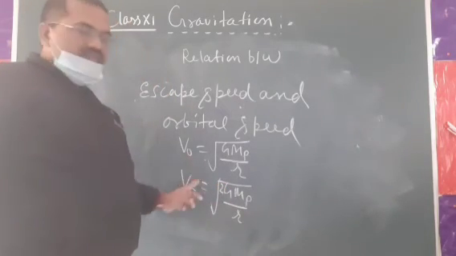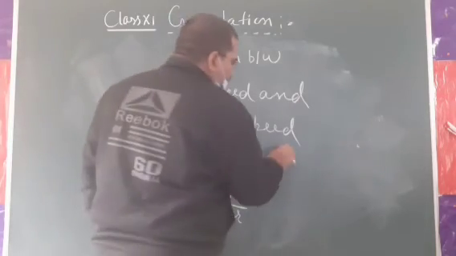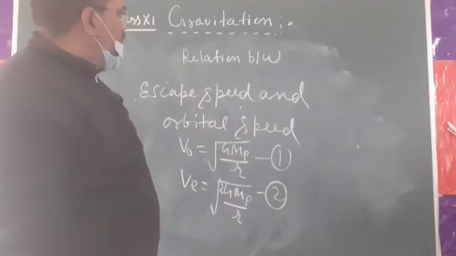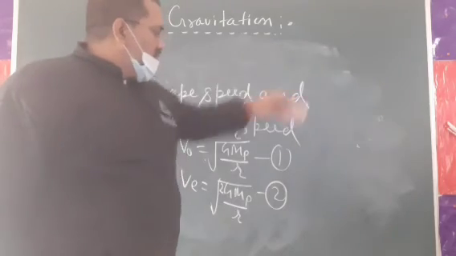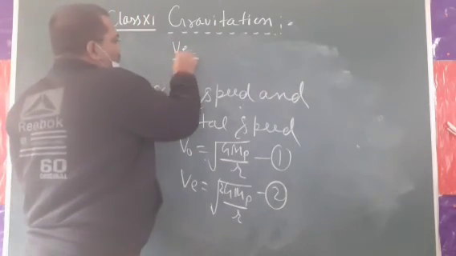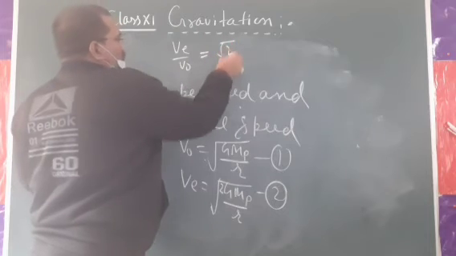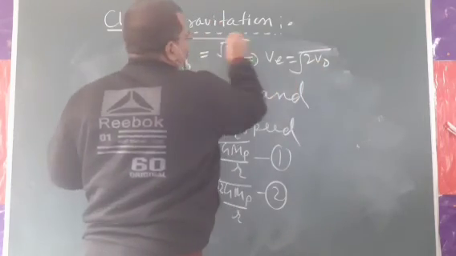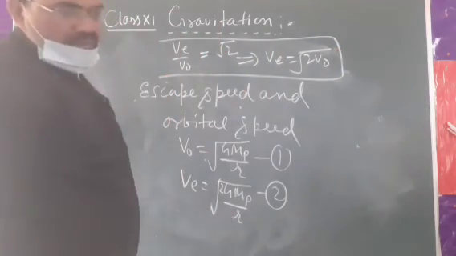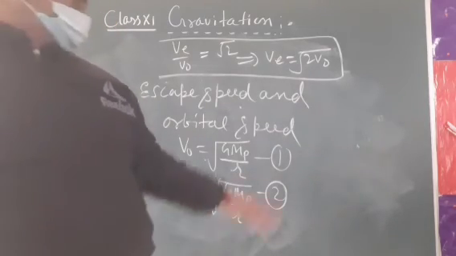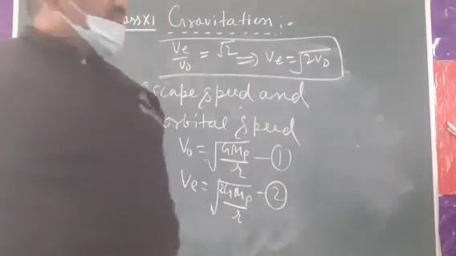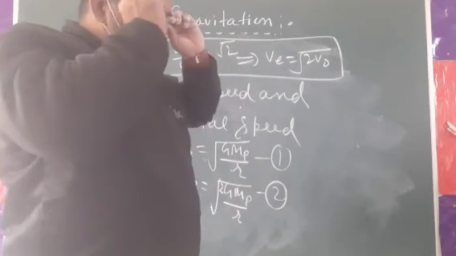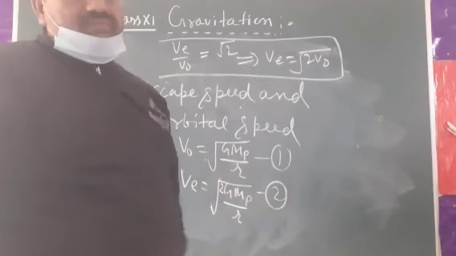So what is the relation between these two? Suppose this is equation 1, this is 2. Divide equation 2 by 1. What will you get? v upon v naught equals root 2. Implies that v equals root 2 v naught. So this is the relation between escape speed and orbital speed. Okay.